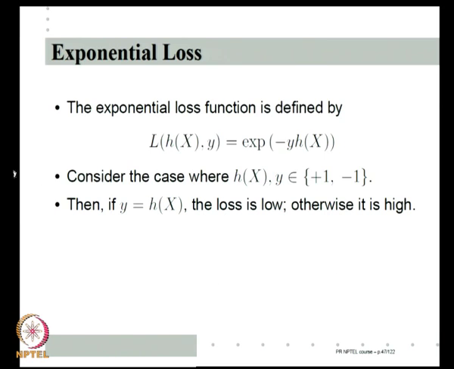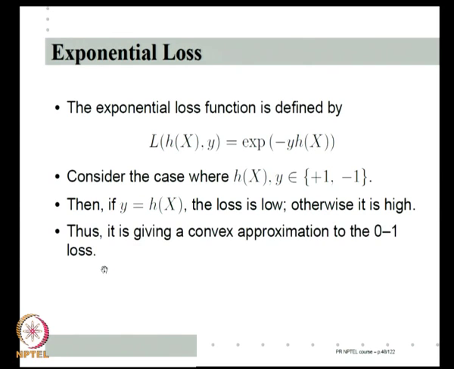So, essentially the loss is low if y and h(x) are of the same sign, and high otherwise. The same conclusion holds even if h(x) takes real values, because as long as y and h(x) are of the same sign, it will be exp(-something), and whenever they have opposite sign, exp(+something). So, between correct and incorrect classification there is a lot of difference, and in that sense it is essentially like a 0-1 loss function, but unlike the 0-1 loss function, it is a convex function of y h(x). So, it is one more convex approximation to the 0-1 loss function.